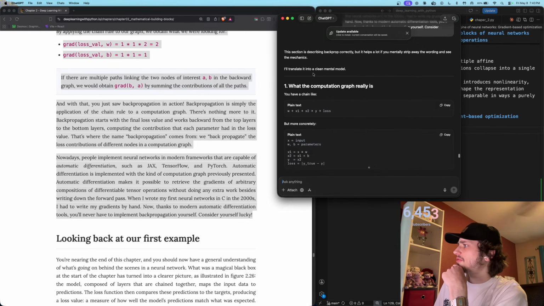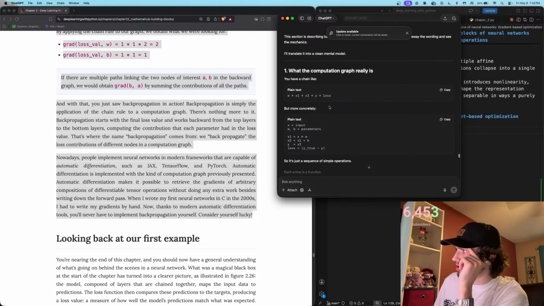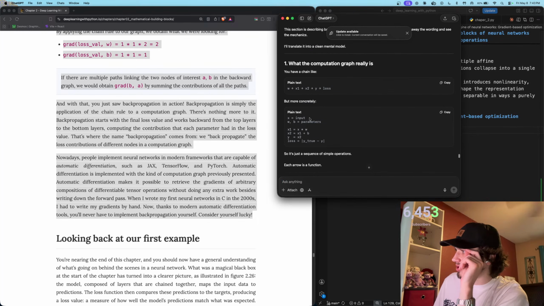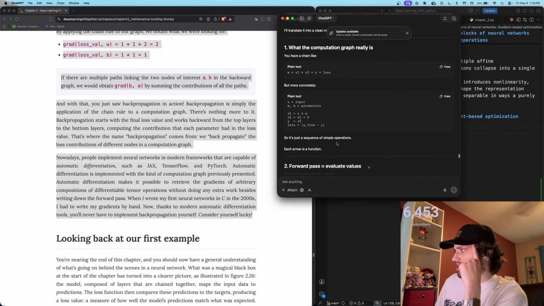What the computation graph really is, you have a chain like this. The weight goes to x1, which goes to x2, which goes to y, which computes a loss. But more concretely, x equals the input, the weight and bias are some parameters, x1 is the dot product of x, the input, times the weight, x2 is the translation of x1 plus the bias, and y is equal to x2. Loss is equal to the absolute value of y true minus the y value, or x2. So it's just a sequence of simple operations. Each arrow is just a function.